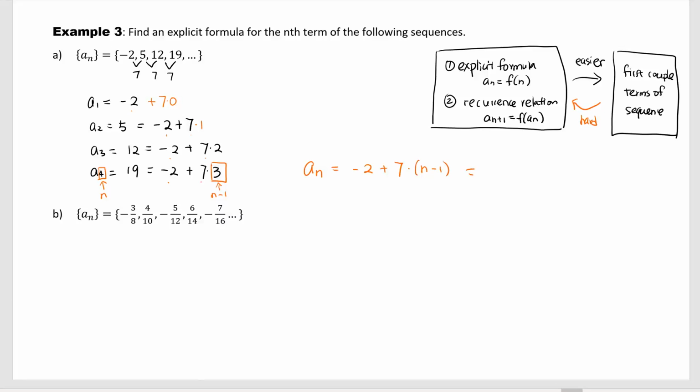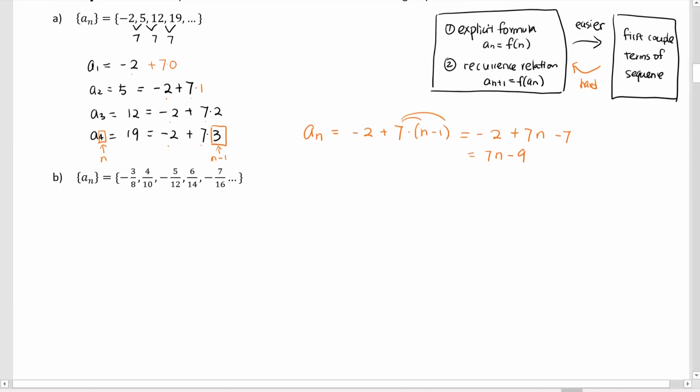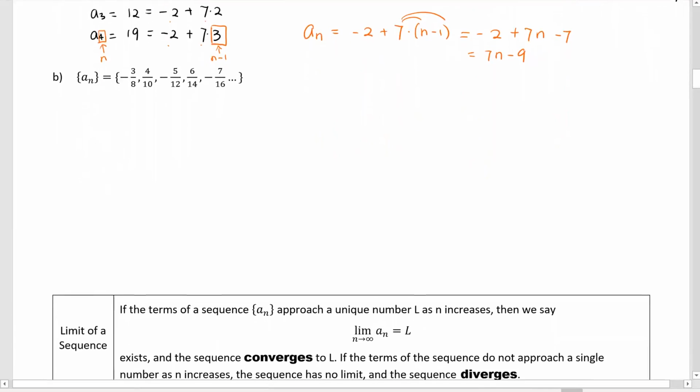You can also write it as -2 plus, distributing, 7n minus 7. So that is 7n minus 9. Okay? So we find the pattern, then see what is changing, and summarize it to get a general formula. All right, next.